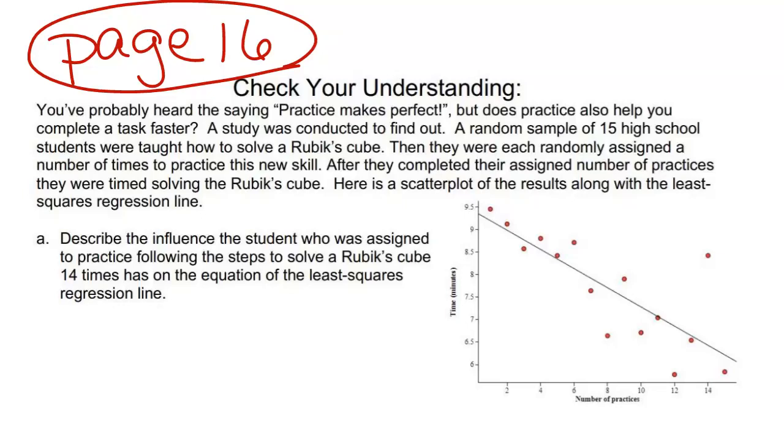All right. Describe the influence the student who is assigned to practice the following steps to solve a Rubik's Cube 14 times has on the equation of the least squares regression line. Where is that particular student's dot? This guy right here, right? So here's 14.